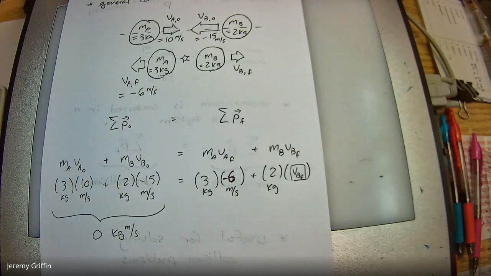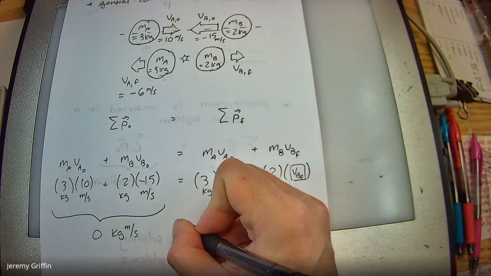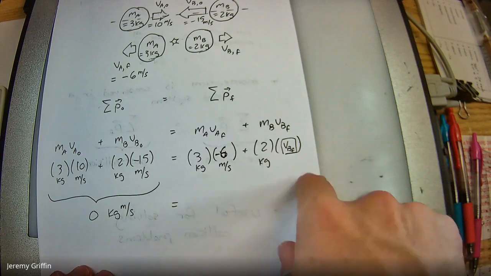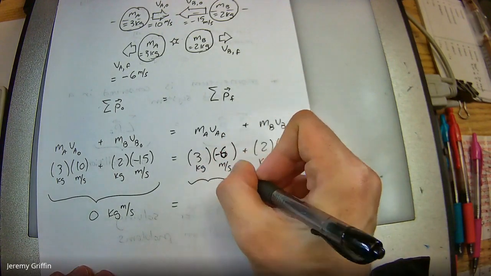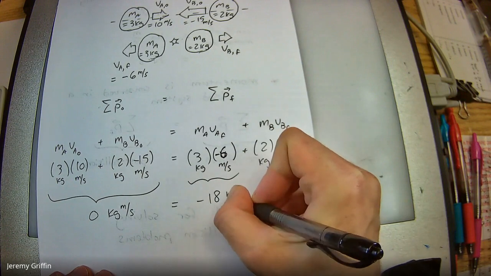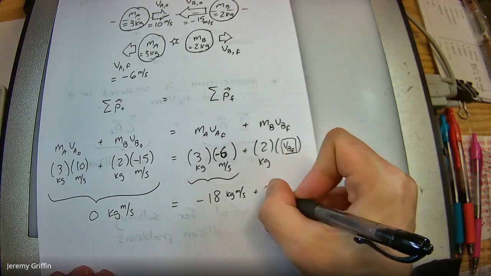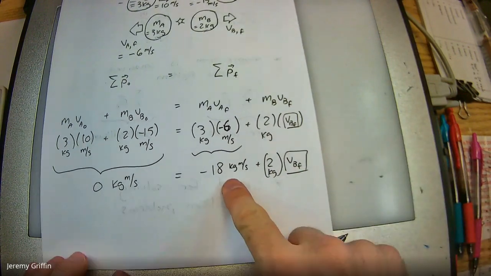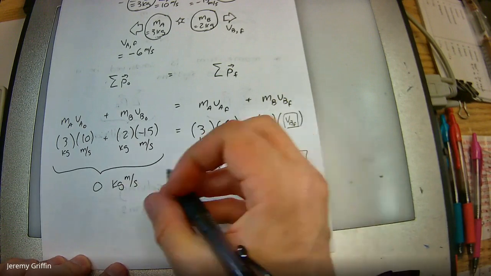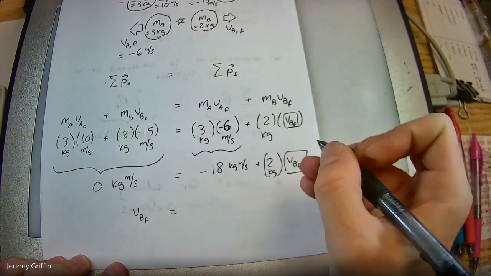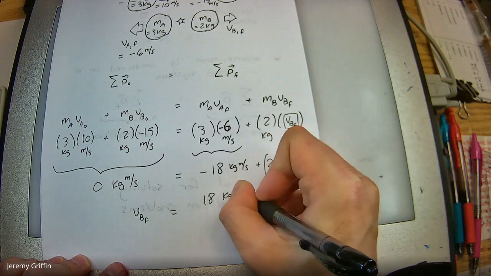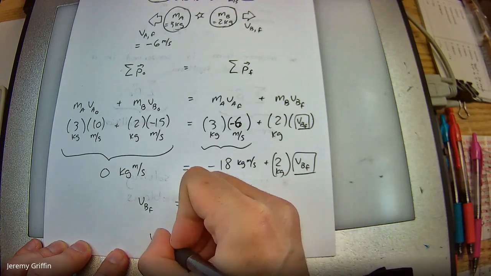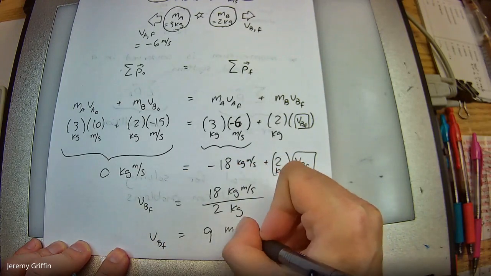Now, that's not universally true. I just made up the numbers to do that. But remember, we're dealing with vector values. So that would also be true over here. This better total to 0 units of momentum. Now, this bit right here, I see negative 18 kilogram meter per second. And then plus 2 kilograms times VB final. Okay. So add 18 units of momentum over, divide by 2. VB final is equal to 18 kilogram meter per second, all divided by 2 kilograms. That gives you 9 meters per second.